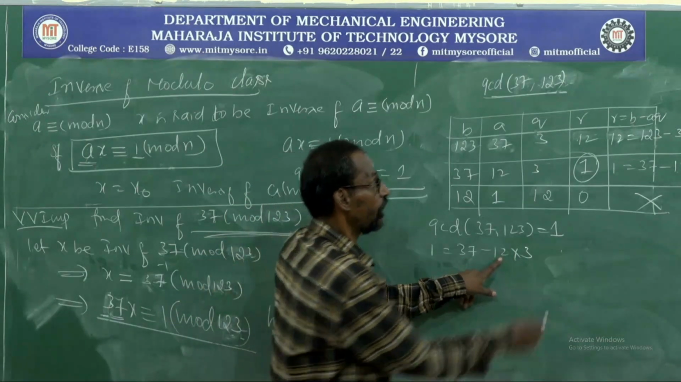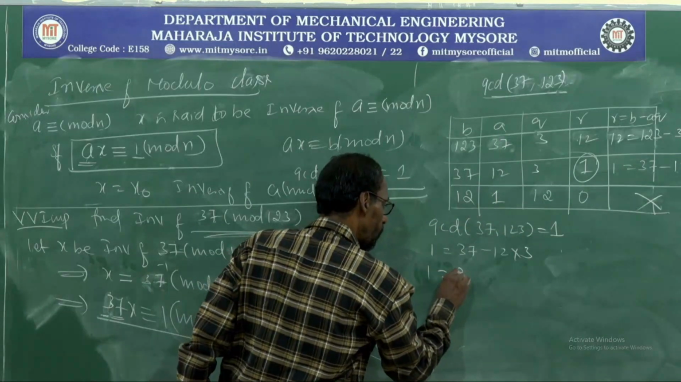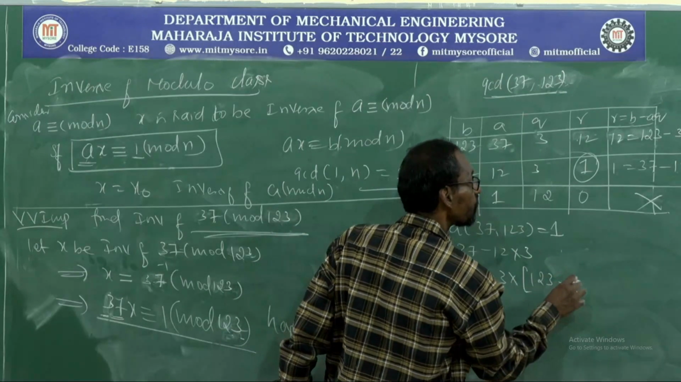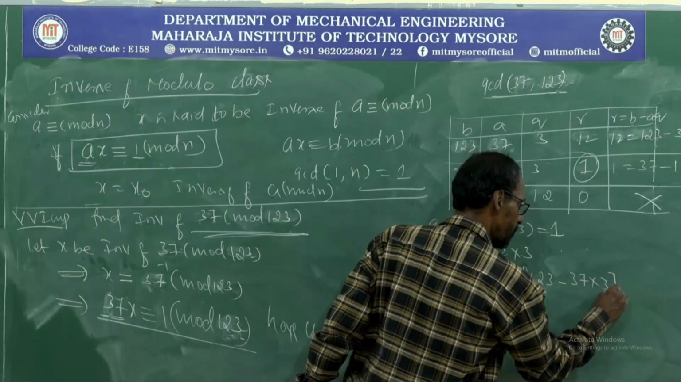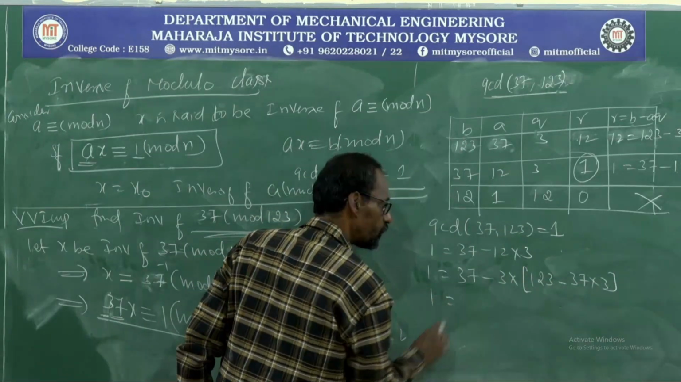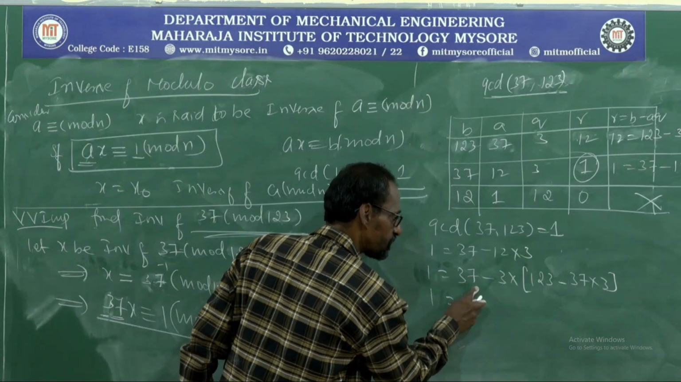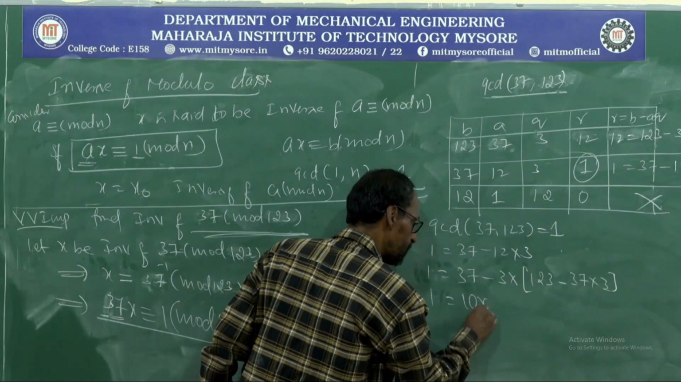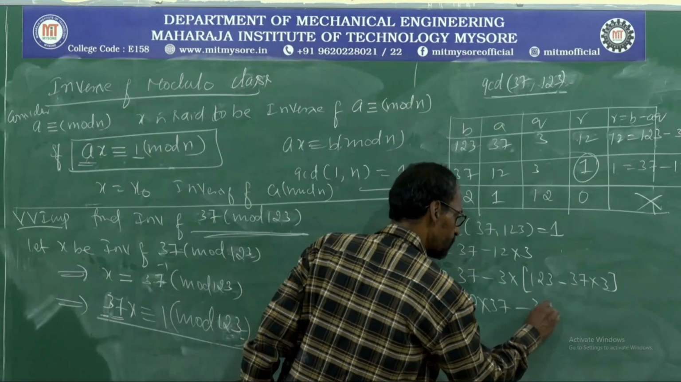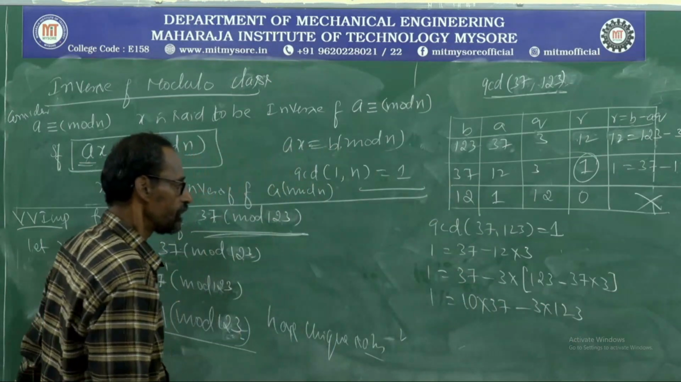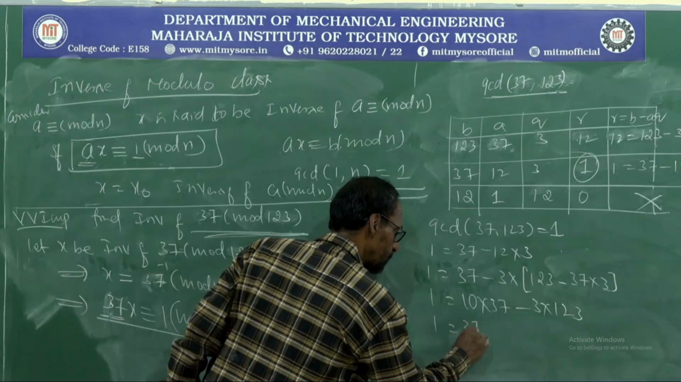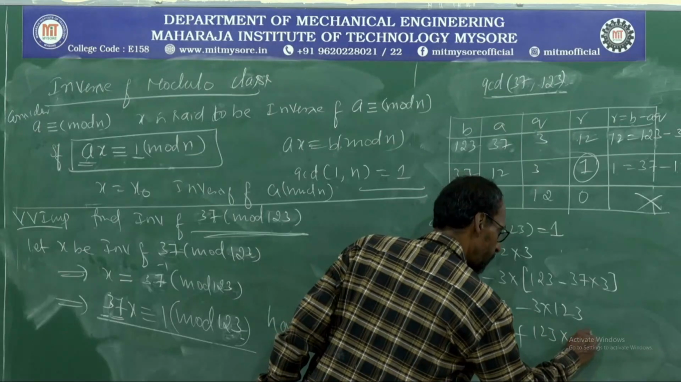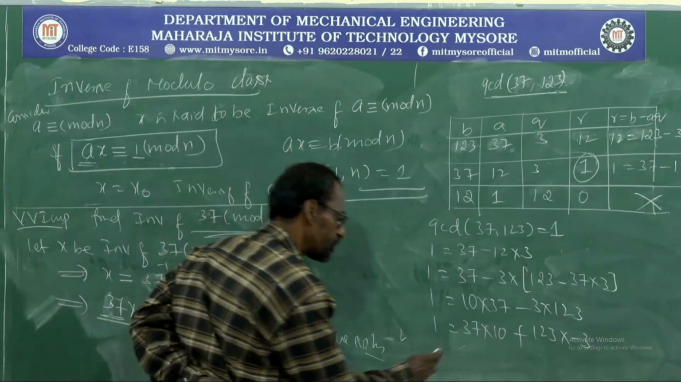Now I can replace 12 using 123. So we have 1 equal to 37 minus 3 into, what is the 12 value? 123 minus 37 into 3. That is 1 equal to 1 times 37 plus 9 times 37. We can write 10 times 37 minus 3 into 123. So we can write here 1 equal to 37 times 10 plus 123 times minus 3.